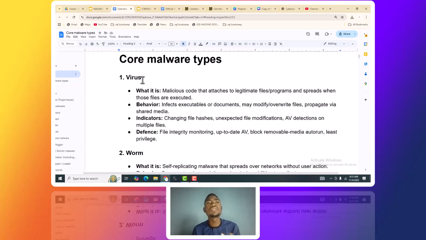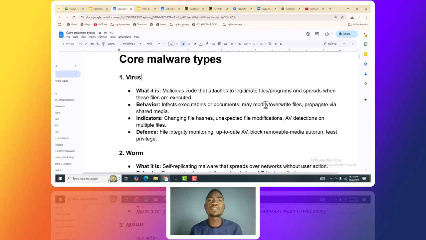When we go fully into the analysis part, we'll look at the defense part. However, some of the defenses we can have against a virus are file integrity monitoring, having up-to-date antivirus, blocking unauthorized removable media, and least privilege. When we go fully into malware analysis, looking at static malware analysis and dynamic malware analysis, we'll be able to go about that. So these are the different aspects of a virus.